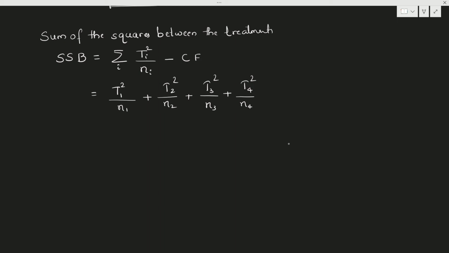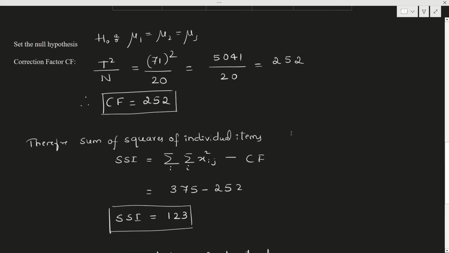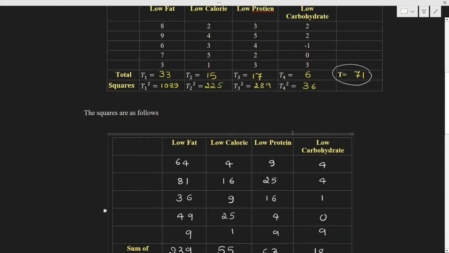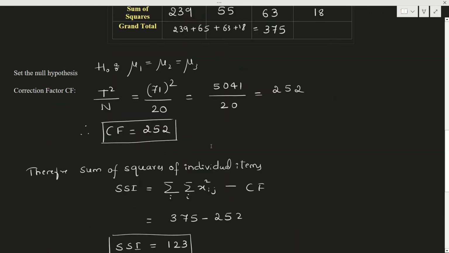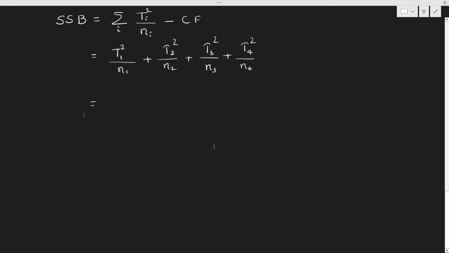So, there are four types of diet items given. Low calorie, low protein, low carbohydrate, like this. So, T1 square is again used where you have got these values, T1 square here in the first table. Okay, so use those values. So, T1 square is 1089. N1 is what? Number of items in that particular column.